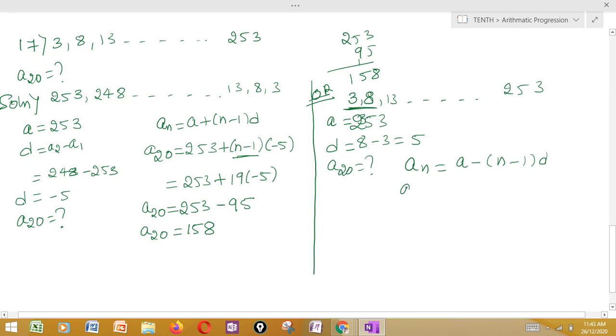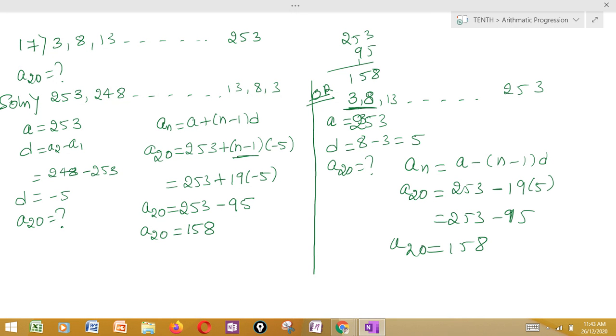Now a20 is equal to, what is a, 253 minus 19. N minus 1 is nothing but 20 minus 1. You will get how much? 19. D is how much? 5. So 253 minus 95. Again you get 158. That is a20. In both the cases you are going to get the same answer.